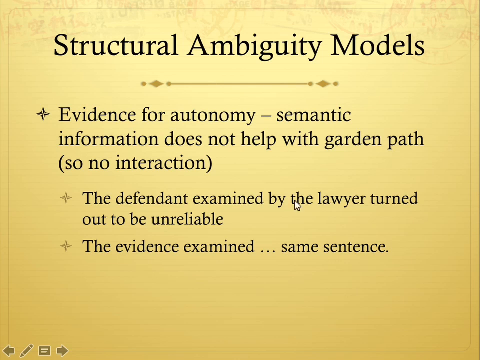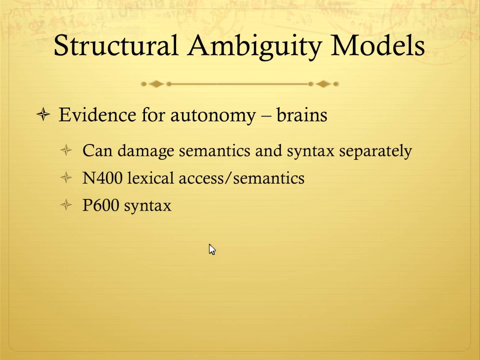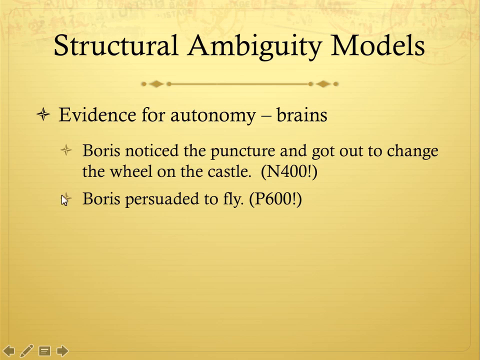And so in this one you would see an issue with syntax, and in this one you would see an issue with N400, semantics. Sorry, brain farted out there for a second. So, Boris noticed the puncture and got out to change the wheel on the castle. You can get big spikes in the N400 because castles don't have wheels, and so you're expecting a very different word there. And then if you hear this sentence, Boris persuaded to fly, you get big P600s because you don't persuade to verb. Right? So we see differences in syntax and semantics, which argues that they're separate things.